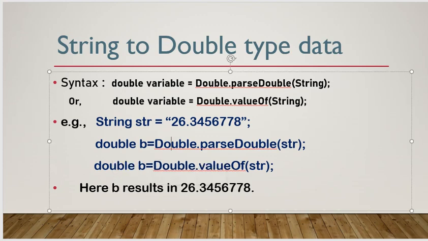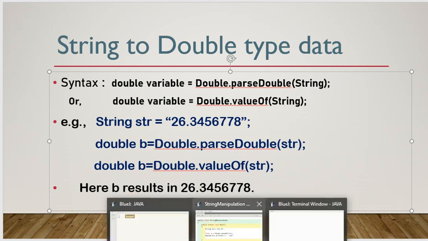Here we have taken one string as an example, 26.34567778. So if we convert this string data value by using either the function Double.parseDouble or Double.valueOf, in both cases it results to 26.34567778, that means without double quotes.